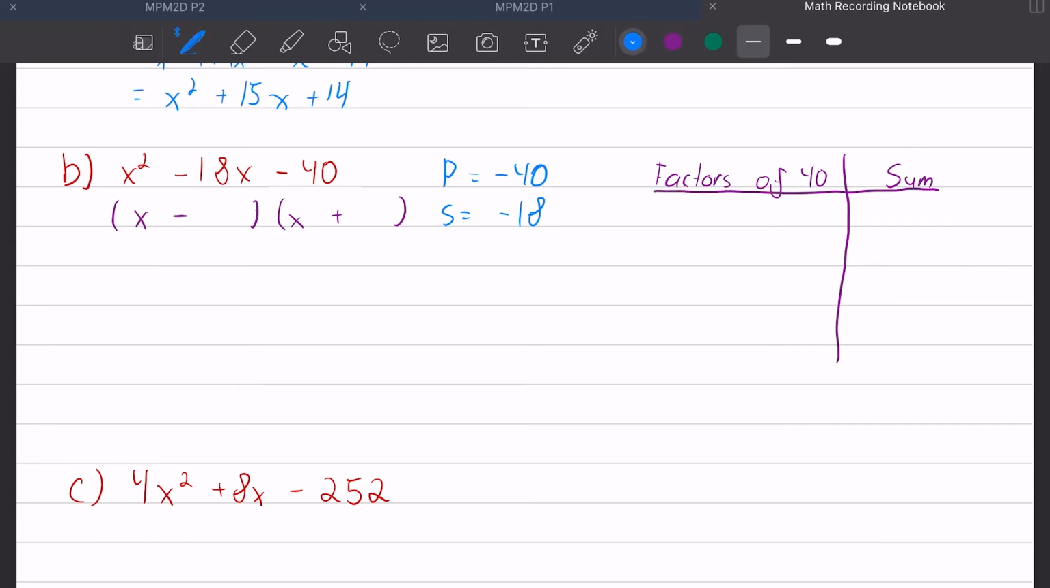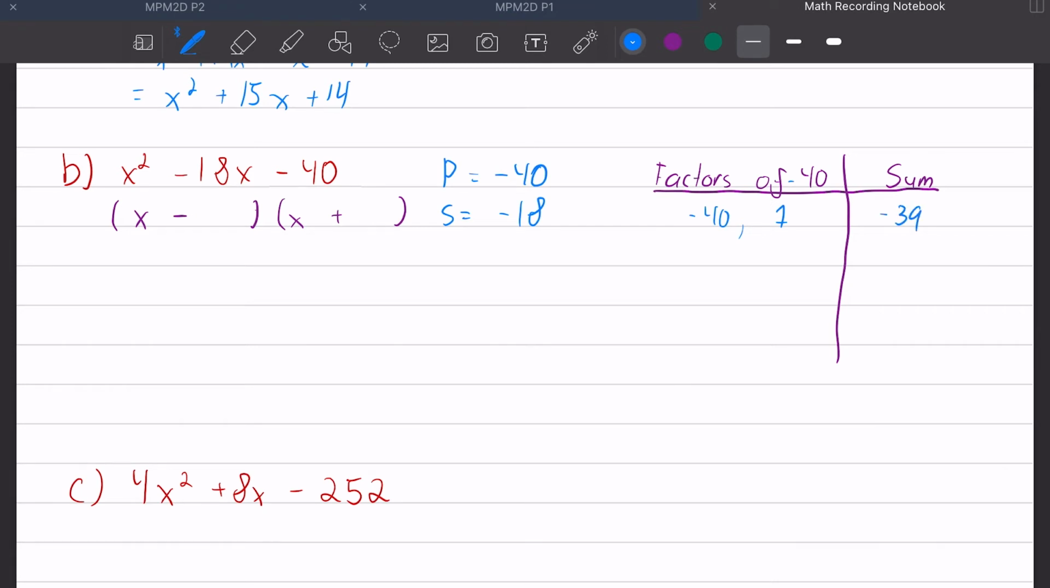So let's start with trying to figure out some factors of negative 40. One of them could be negative 40 and 1. Okay, negative 40 and 1 do multiply to negative 40, but they add to negative 39. That is not what we're looking for.